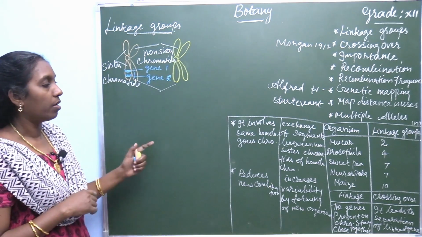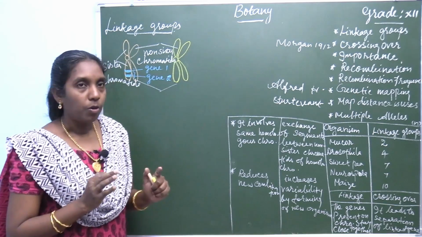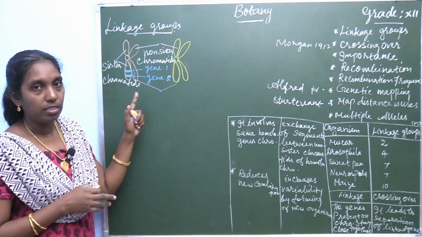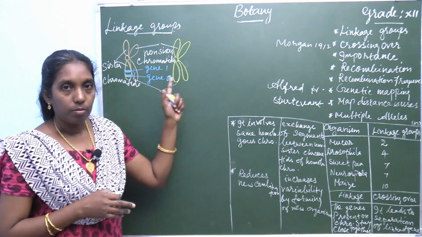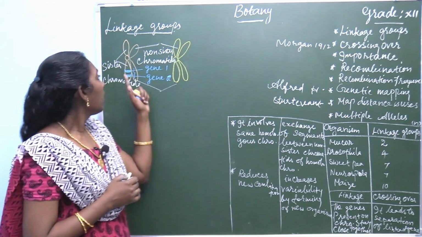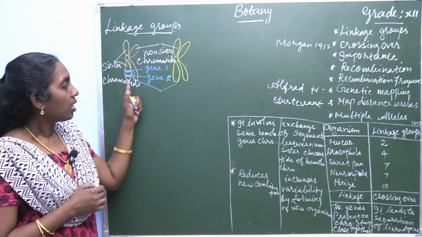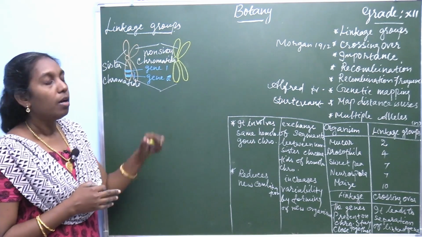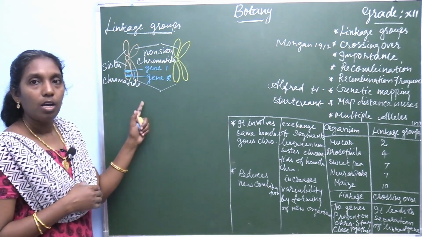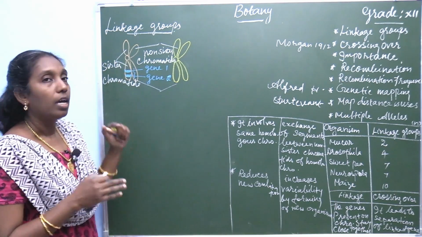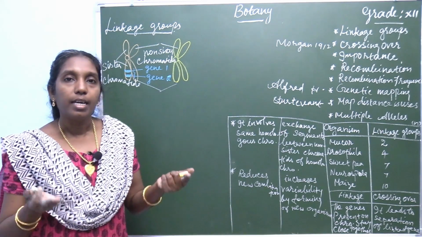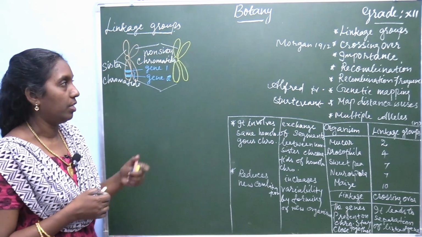There are 3 points very important for a 3-mark question. First point: genes present on a chromosome stay together in linked genes, but in crossing over they separate. Second point: linkage involves the same homologous chromosome, but crossing over is the exchange of segments between non-sister chromatids. Third: linkage reduces new combinations, but crossing over increases new combinations.